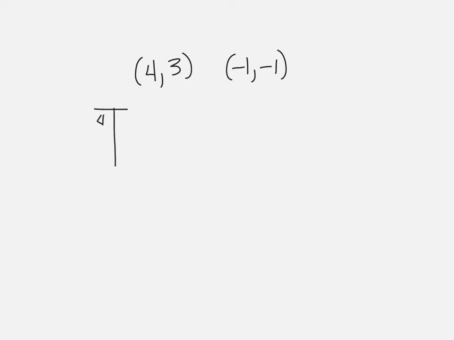So I have my points (4, 3) and (-1, -1), and I'm going to go ahead and find the slope of this. So to go from 3 to -1, I would subtract 4. And to go from 4 to -1, I would subtract 5. And this is going to be my slope when I put the y value over the x value. And so that gives me 4/5.